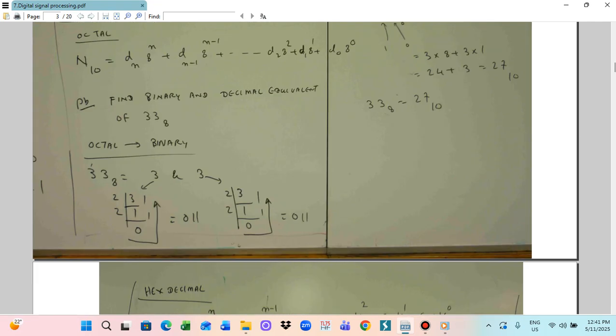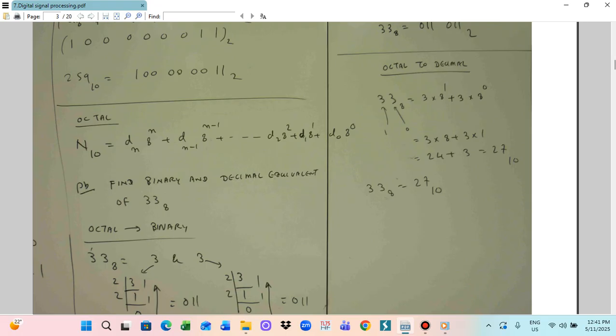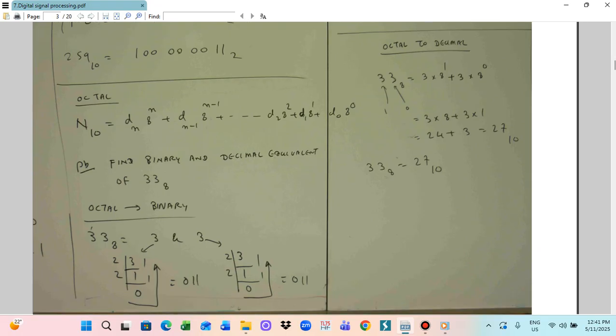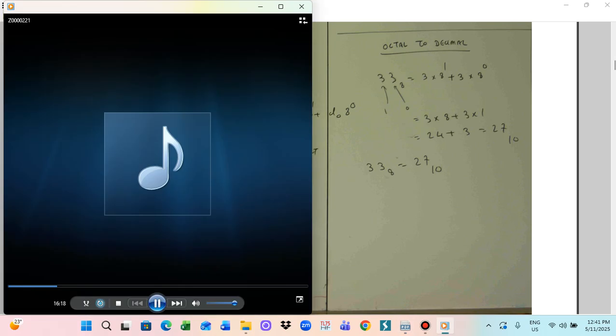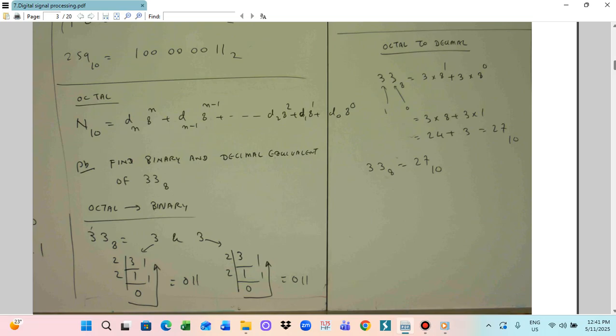So this is the octal to decimal conversion. It means that you have to see that this 3 is at the 0 position, and this 3 is at the 1 position. For the 1 position, 3 multiply 8 power 1. For the 0 position, 3 multiply 8 power 0, and 8 power 0 is 1. So you get 3 multiply 8 plus 3 multiply 1.